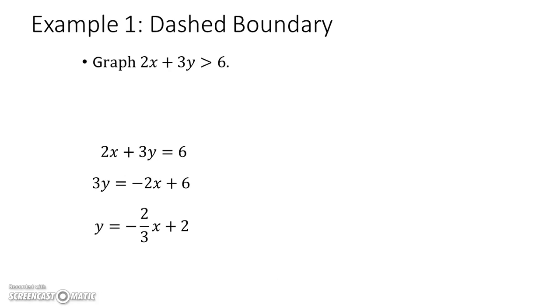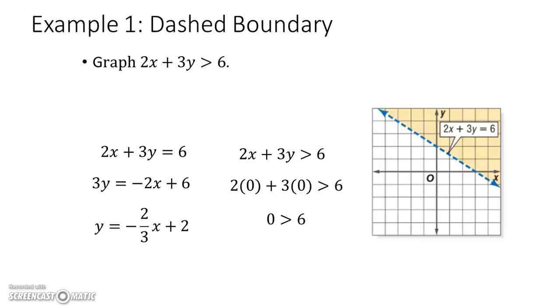Now we're going to test the point 0, 0. The point 0, 0 is usually a good point to test because it results in easy calculations. So we're going to do 2 times 0 plus 3 times 0 is greater than 6. 0 is not greater than 6, so we're going to shade the region that does not contain the point 0, 0. So we're going to graph the line y equals negative 2/3 x plus 2. It's dashed. And then we're going to shade the region that does not have the origin in it. So above. Okay, so that's example 1.